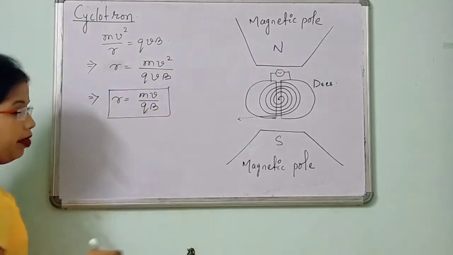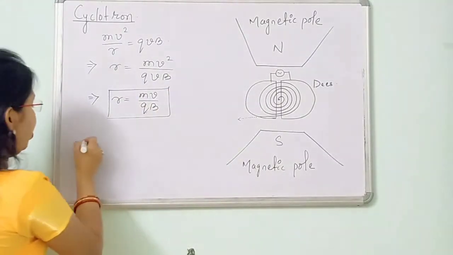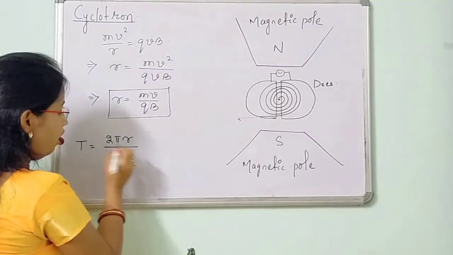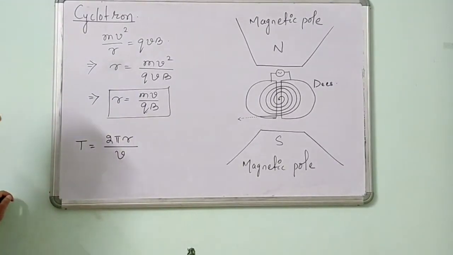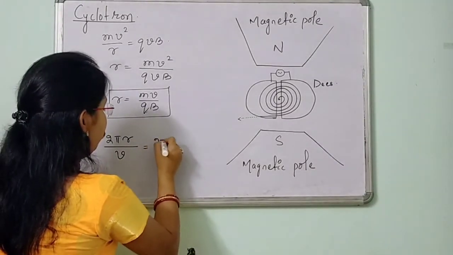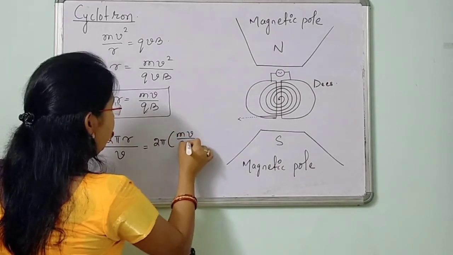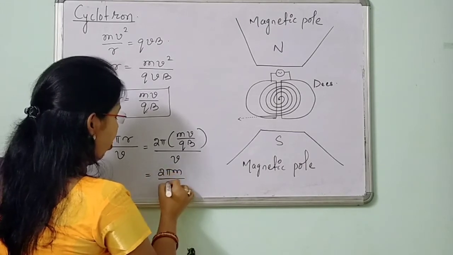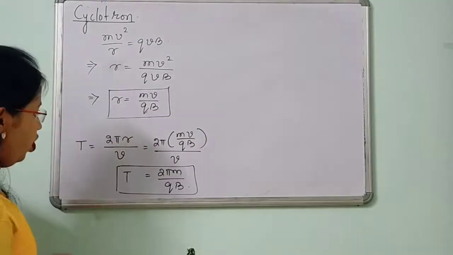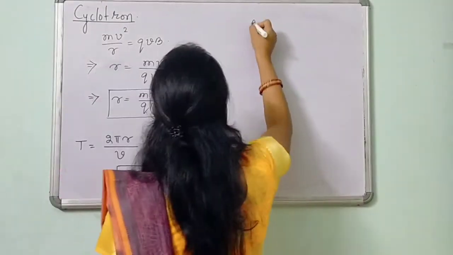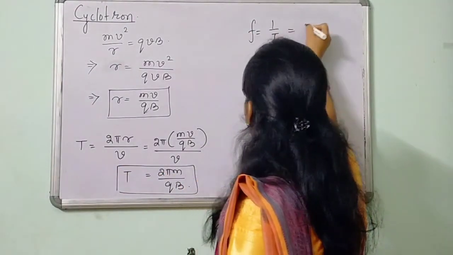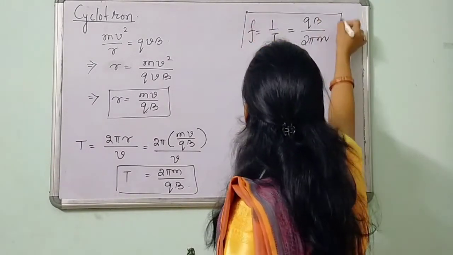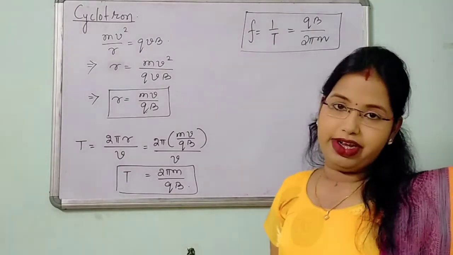So what will be the time period for one complete revolution? T will be equal to the distance traveled divided by the velocity, 2 pi r divided by v. That is equal to 2 pi mv by qB, whole divided by v, which is equal to 2 pi m by qB. So what will the frequency be? f is equal to 1 divided by T, which is equal to qB by 2 pi m. This is known as your cyclotron frequency.